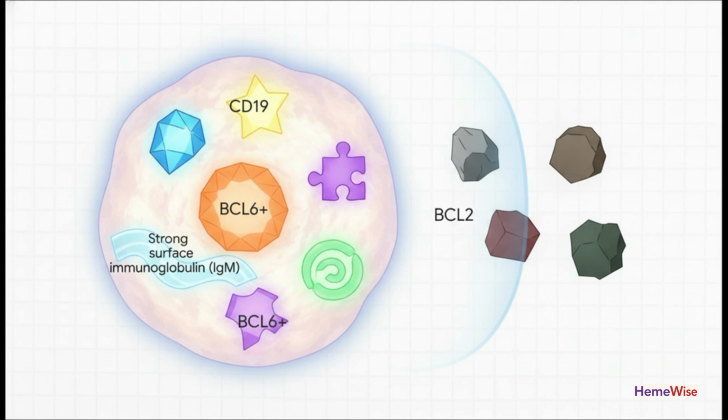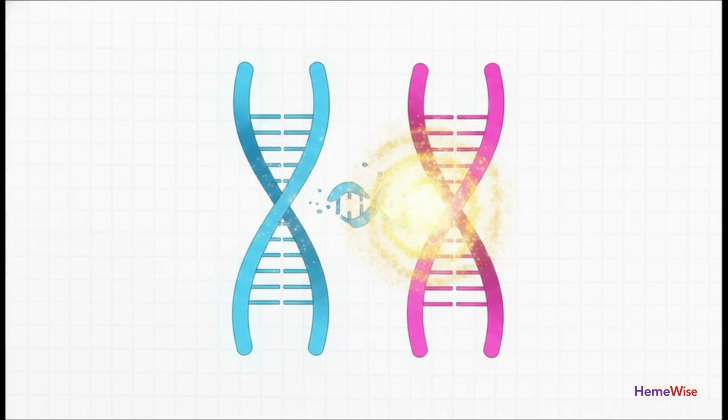Another vital clue to look for is strong surface immunoglobulin, usually IgM with light chain restriction. That's key because it confirms mature B-cell differentiation, which helps you definitively rule out B lymphoblastic leukemia. Finally, BCL2 should be either totally negative or very weak, and precursor markers like TDT and CD34 absolutely must be negative. To really lock this diagnosis in, we turn to the genetics.